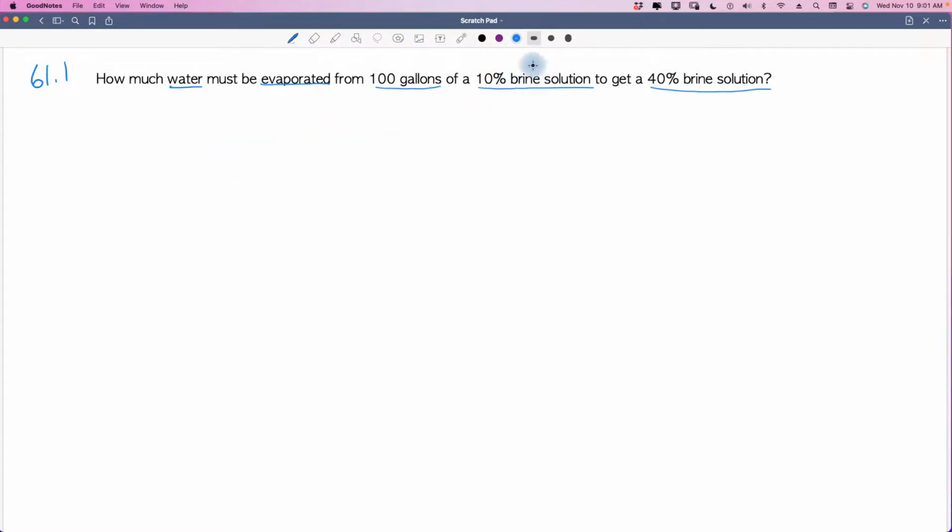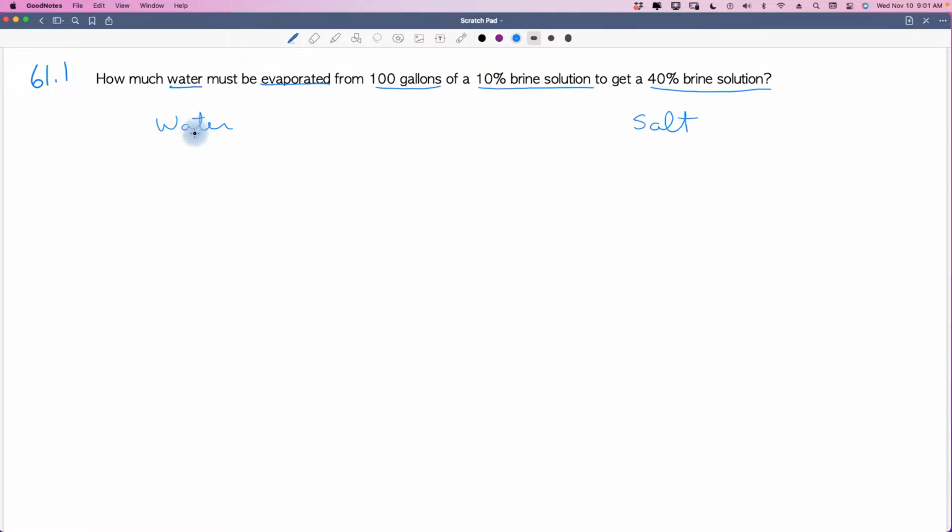And what is a brine solution? It's water and salt. And when we say 10% brine, we're talking about the amount of salt that is in our water. So we're going to be solving for water. And we're going to go ahead and solve for salt too, just to show you that it doesn't matter which one you solve for, you're going to get the same answer.